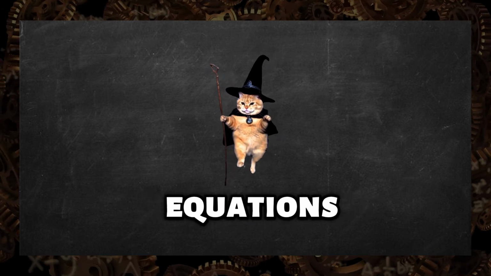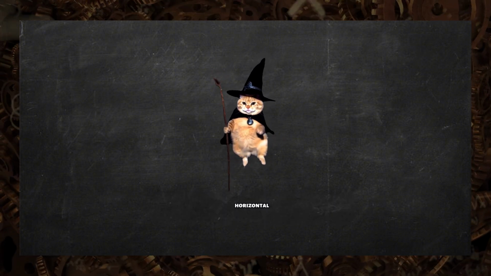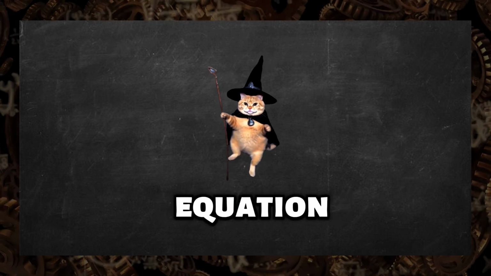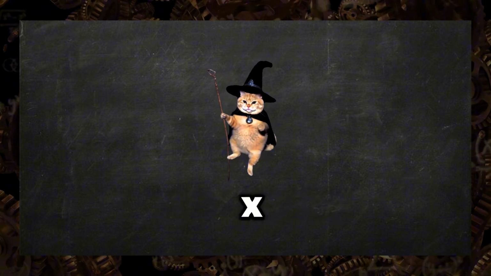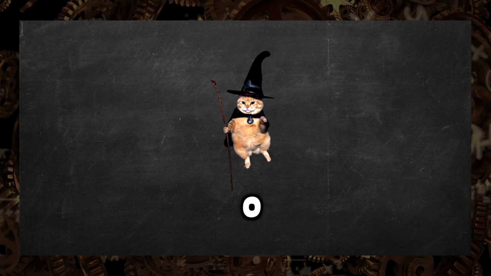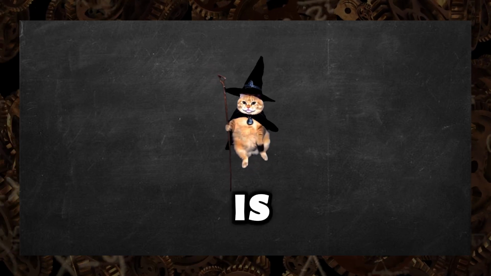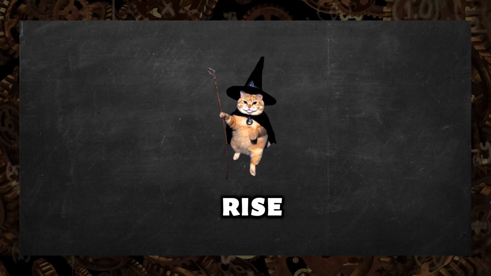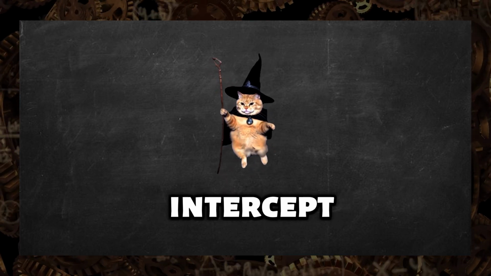Graphing linear equations on a coordinate plane with x horizontal and y vertical plots points satisfying the equation, like y equals 2x plus 1, where for x equals 0, y is 1, for x equals 1, y is 3, connecting to form a straight line with slope 2, rise over run, and y-intercept 1.